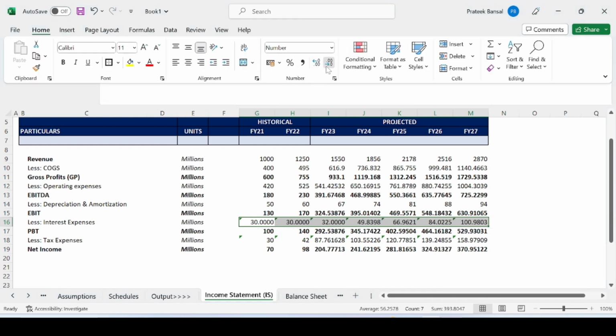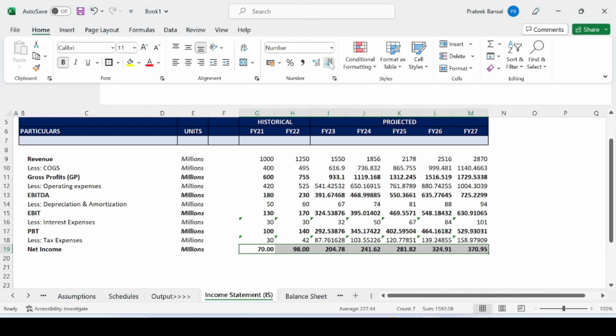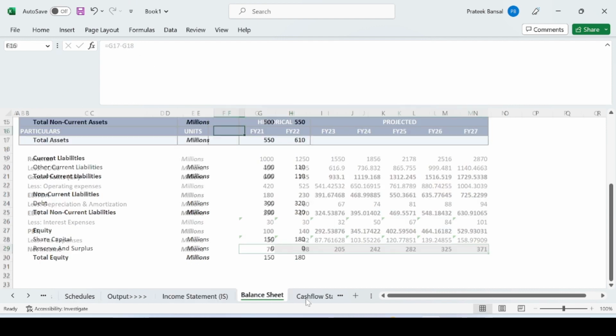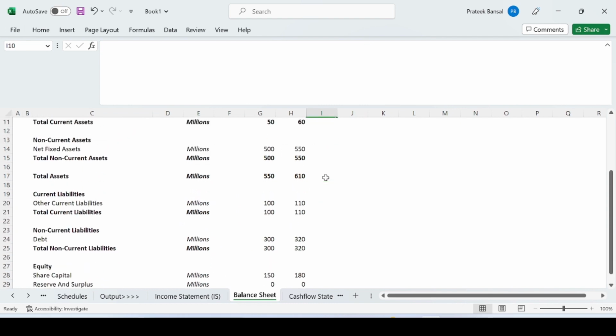All right, so this is how we can build our income statement. Our income statement is almost completed now. Now we can keep our focus on the balance sheet. Now let's come back to the balance sheet. Now let's see what line items we need to project for our balance sheet.